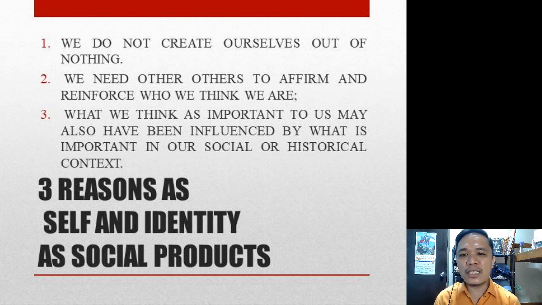Number three is that what we think is important to us may also have been influenced by what is important in our social or historical context. So what is important is actually influenced by our society. If you see that stealing is not good, it is because you see the importance of honesty. That's why you're not doing something bad that will displease the kind of morality that you believe in.